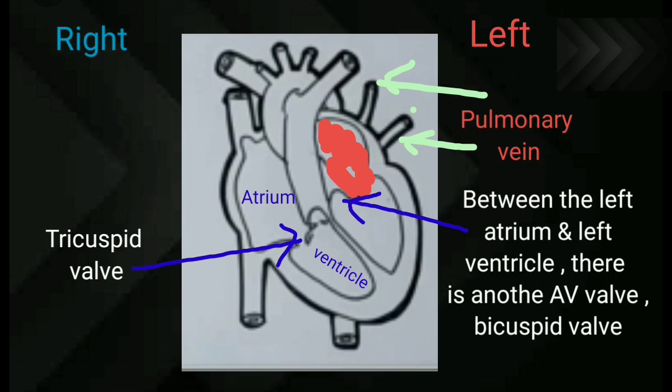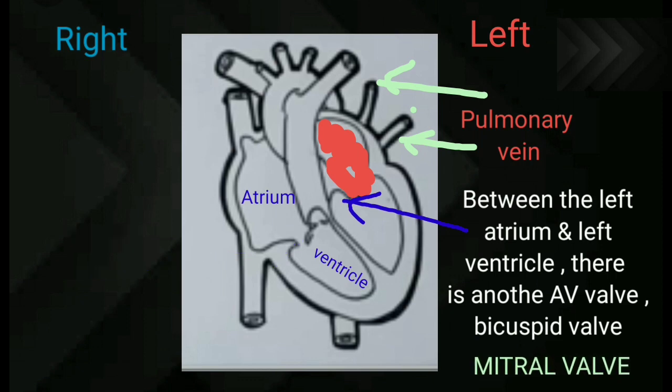And on the left side, which AV valve do we have? It is the bicuspid. And another name of bicuspid is also the mitral valve. Okay, this comes in exams most of the time. So remember, bicuspid or the mitral valve. It is an AV valve which is present between the left atrium and the left ventricle.